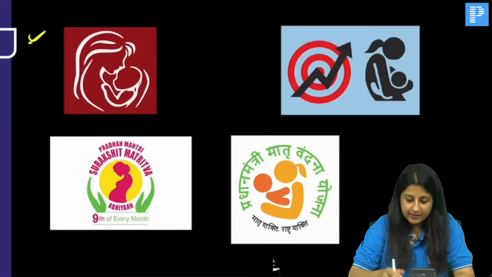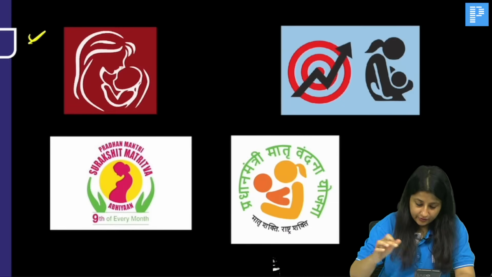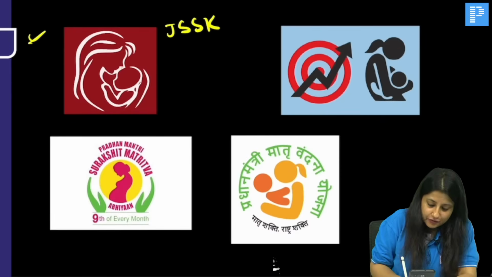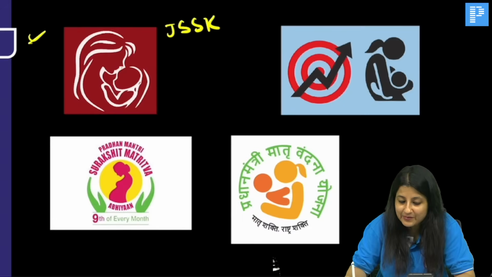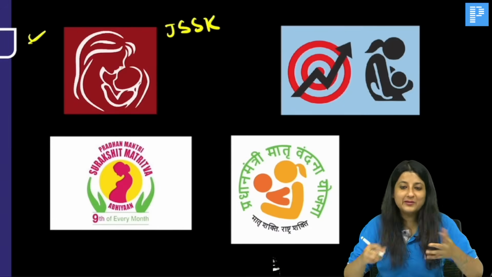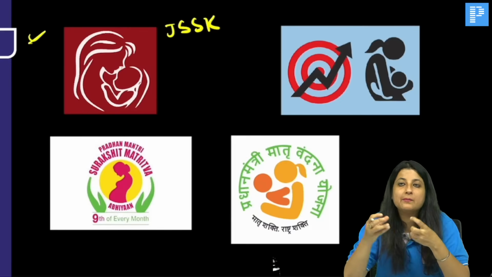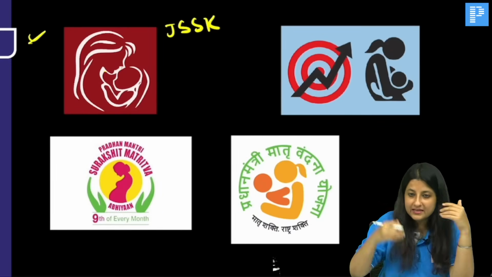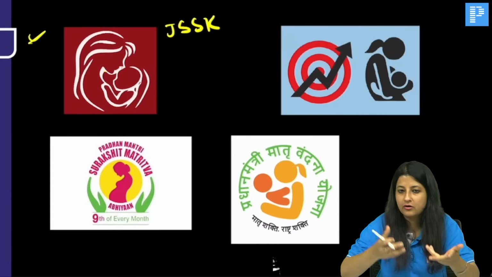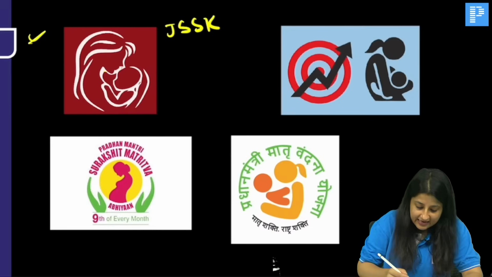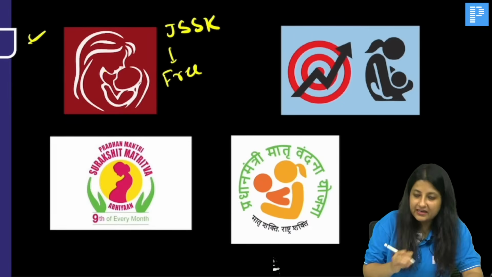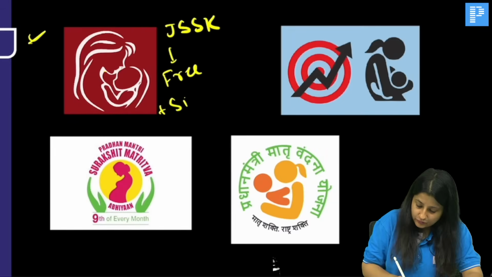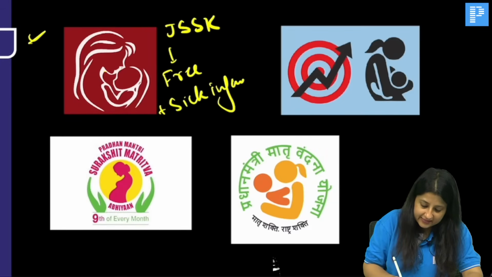All right, so this is the logo of JSSK, Janani Shishu Suraksha Karyakram, not Maa. I don't have the Maa logo here; Maa is mother's absolute affection, where a woman is shown breastfeeding the baby. In this one, the woman is seen giving a peck on the baby's forehead. That is JSSK, where everything is free. Free vaginal delivery, free C-section, free diet, everything is free. Plus, it also provides facilities to sick infants.